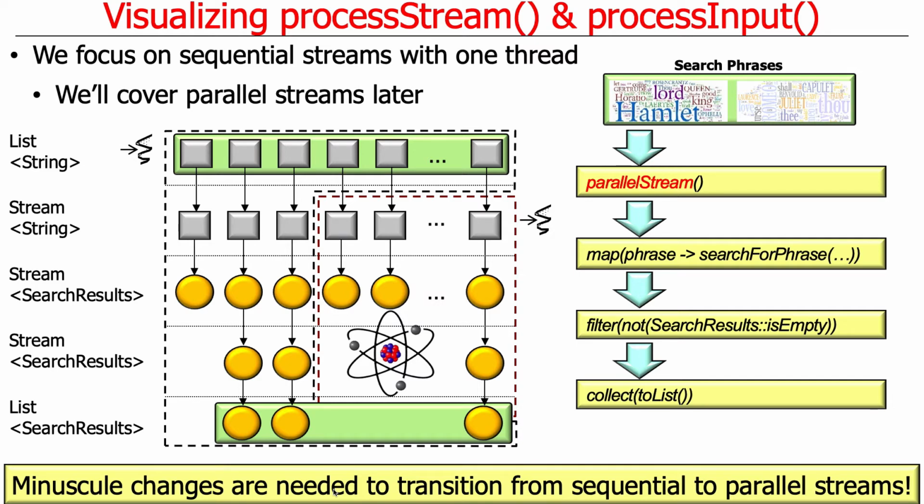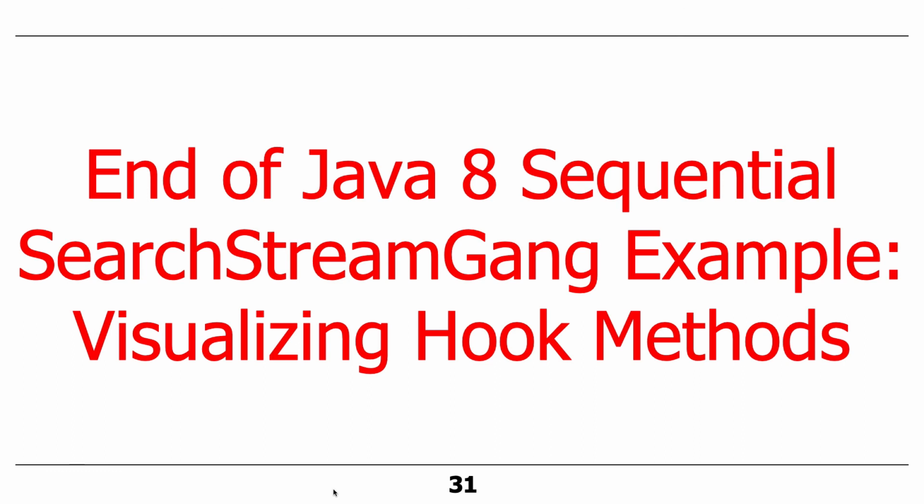And that's also, by the way, one of the themes that you should get from assignment 2B, which is how trivial it is to change from a sequential implementation of the image crawler to a parallel version by just making one or two little tweaks to your code, which is really cool. All right, so that's the hook method visualization discussion.